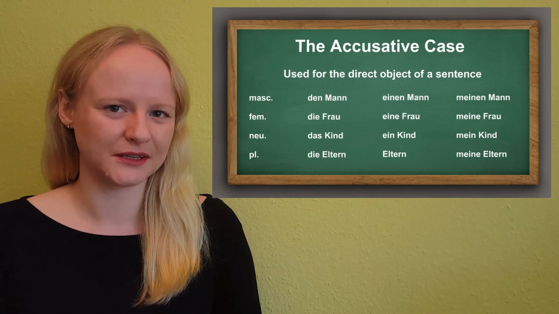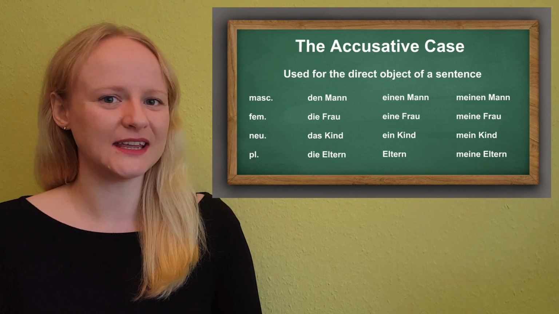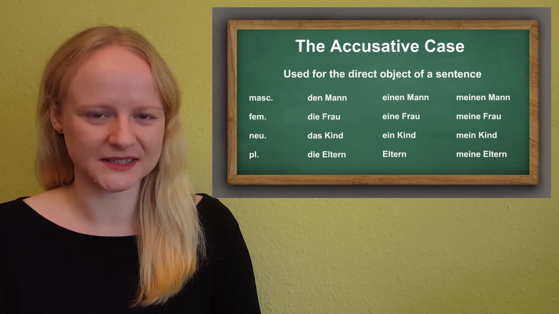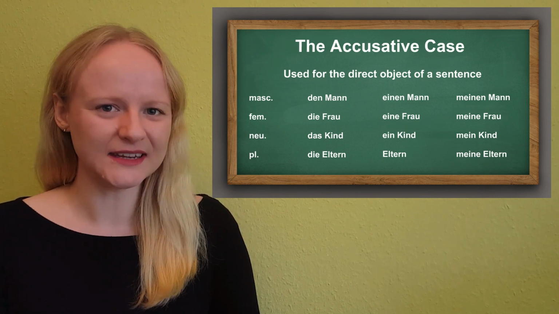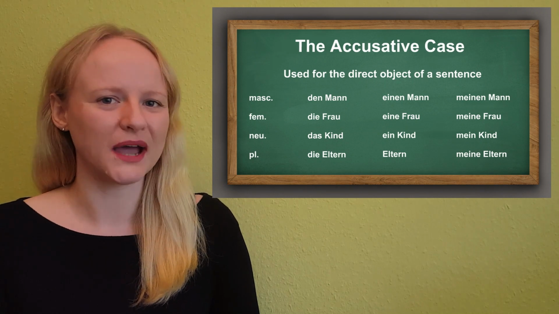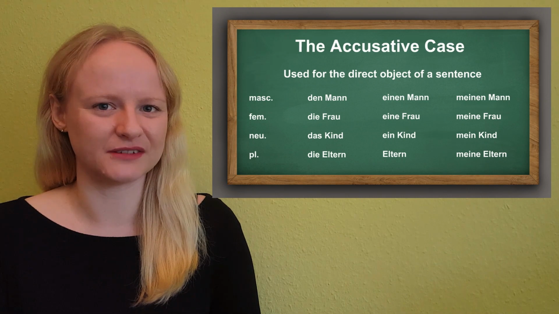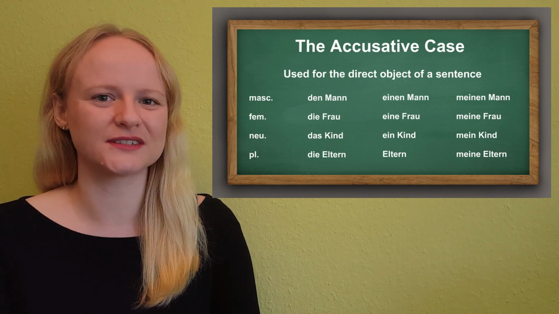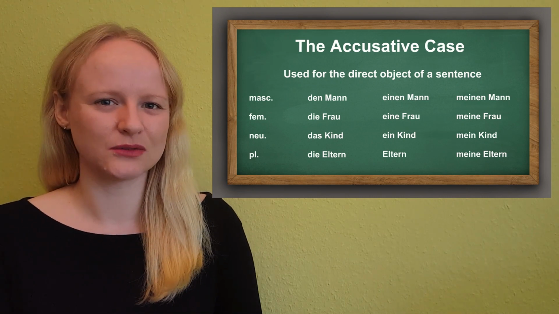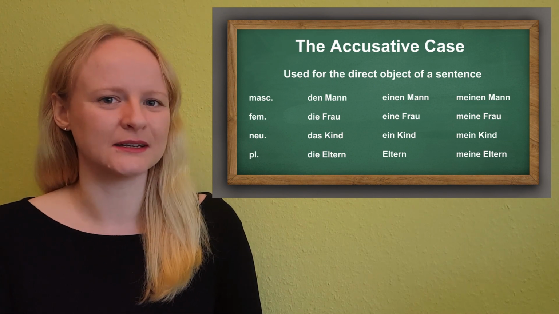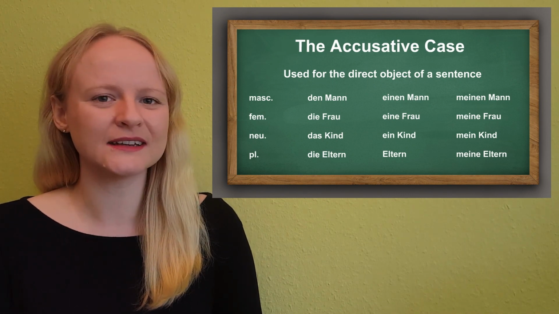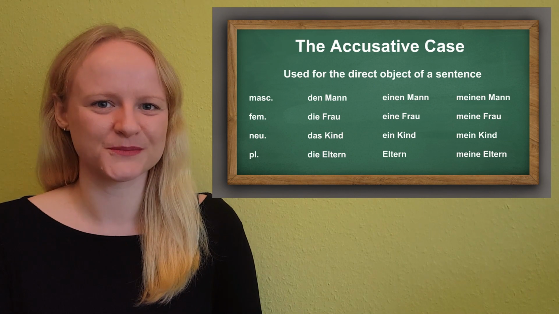So for a masculine accusative, we will get den Mann, or any other masculine noun for that matter, einen Mann and meinen Mann, as one example each for definite and indefinite articles and possessive pronouns. This latter one you can of course replace with deinen, seinen, ihren, unseren and so on.